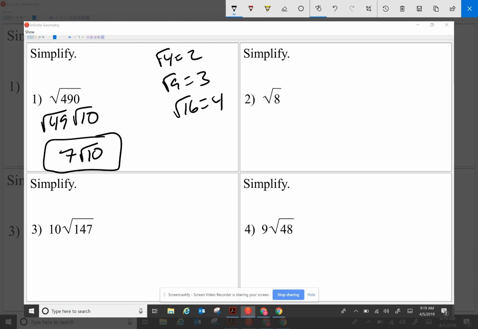Square root of 8, I can break that as square root of 4 times square root of 2. Right? 4 times 2 gives me 8. And square root of 4 is a perfect square. This becomes a whole number 2 with radical 2. I can multiply a whole number with a whole number or a radical with a radical, but do not mix and match. Now here, question number 3, I'm just looking at the radical to begin with.